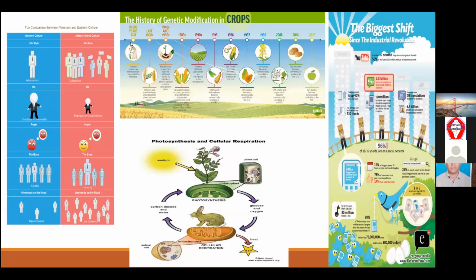In the timeline infographic, you show what has happened in the different eras. So how the history of genetic modification of crops has happened is shown in this timeline form. This is the data representation, the geographic infographic. On any map, like a world map, you can show different data and it will be a geographic infographic. And this is the process infographic, on photosynthesis and cellular respiration.